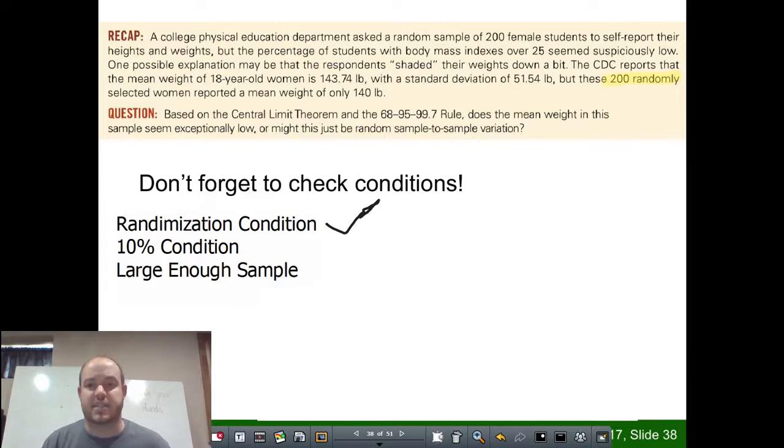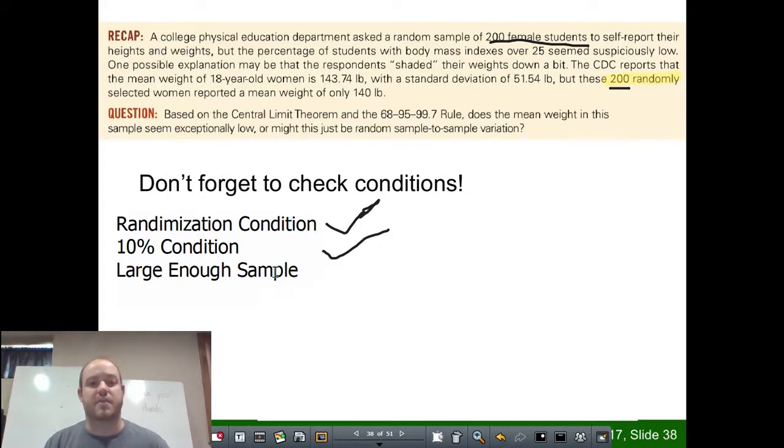Next is the 10% condition. So remember, 10% condition means that our sample size can't be more than 10% of the whole population. We are dealing with 200 female students. Is 200 more than 10% of all female students? Well, 200 would be 10% of 2,000. Are there more than 2,000 18-year-old female students out there? Yes, a whole lot more. So this will not break the 10% condition, so we are good here as well.